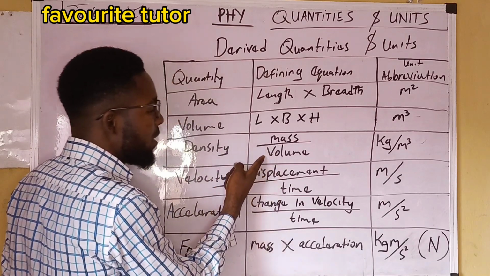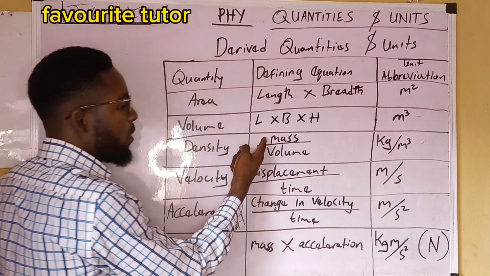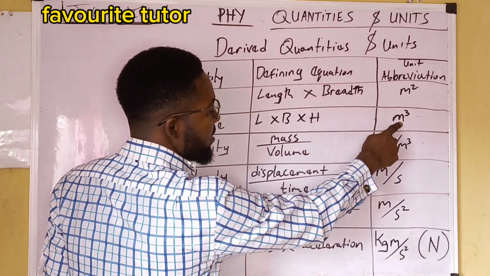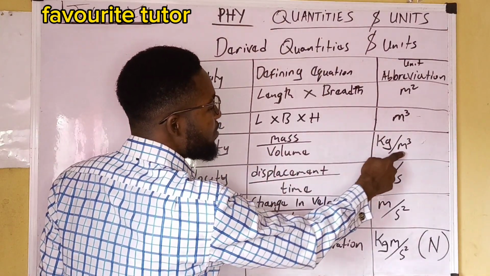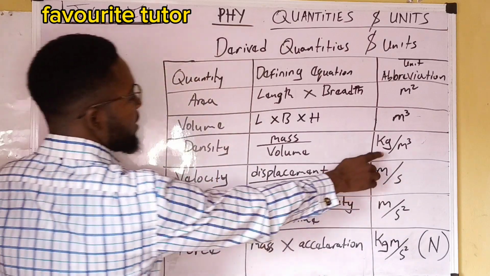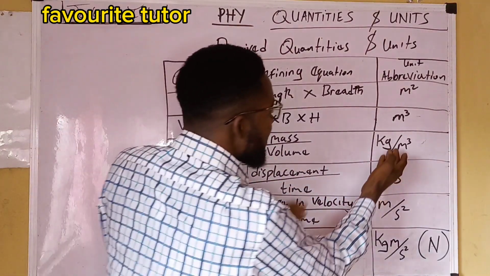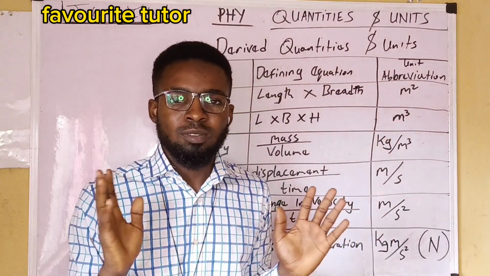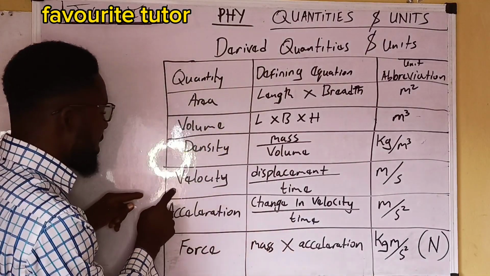Density. Density is mass over volume. The standard unit for mass is kilogram, while volume is meter cube. So it's going to be kilogram per meter cube. This is the unit for density. You can see that they are obtained just by a simple mathematical combination of the fundamental quantities.